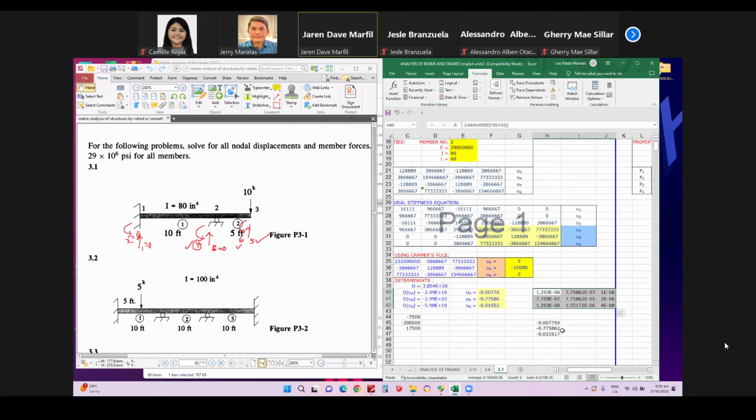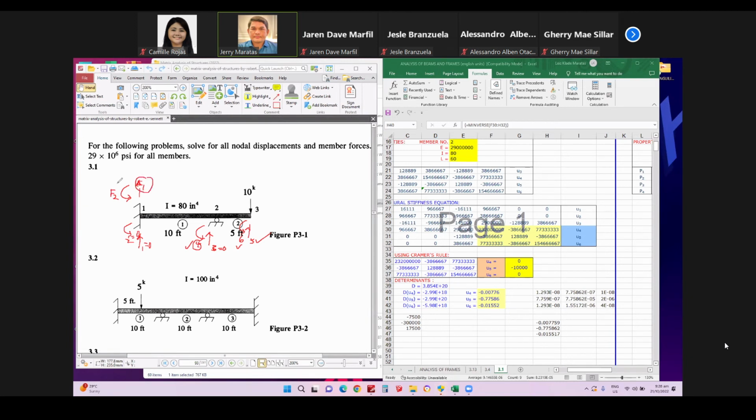Sir, that's negative 10,000, sir, and it's an input. It's an input because it's given. Now, what is your force 1? It's a reaction, right? Your force 1 is a reaction. What is your force 2? That's your moment. F2 goes with your F1, right?